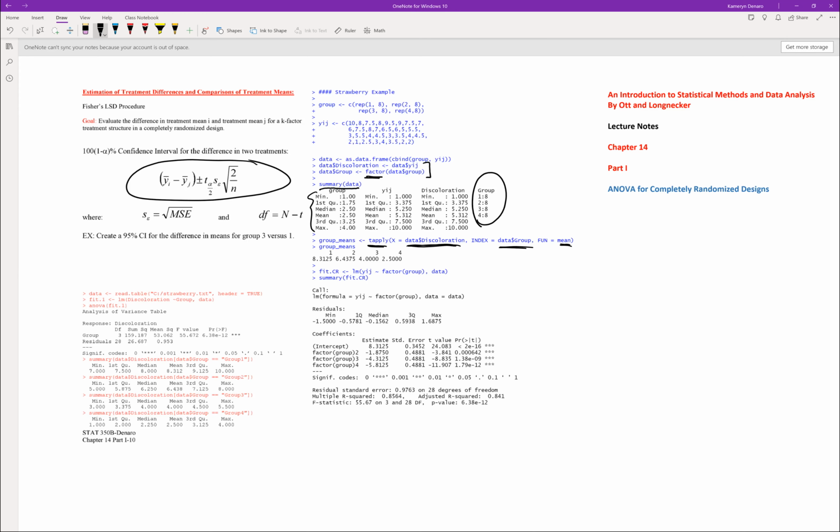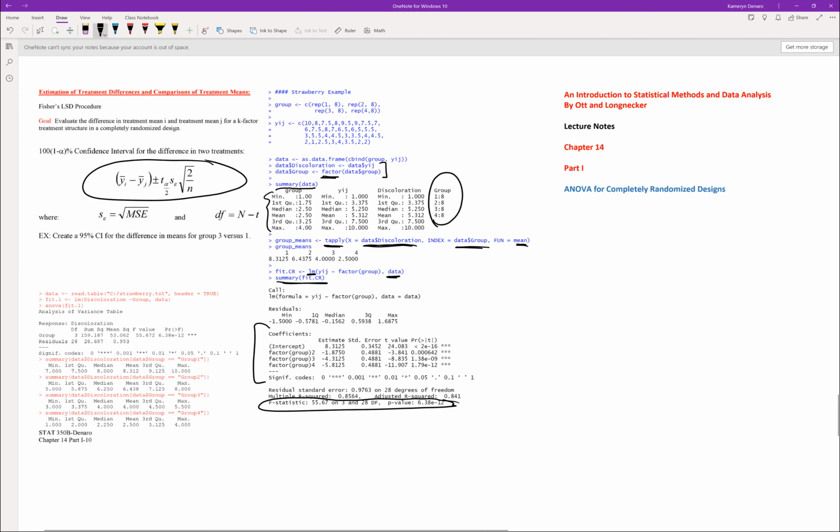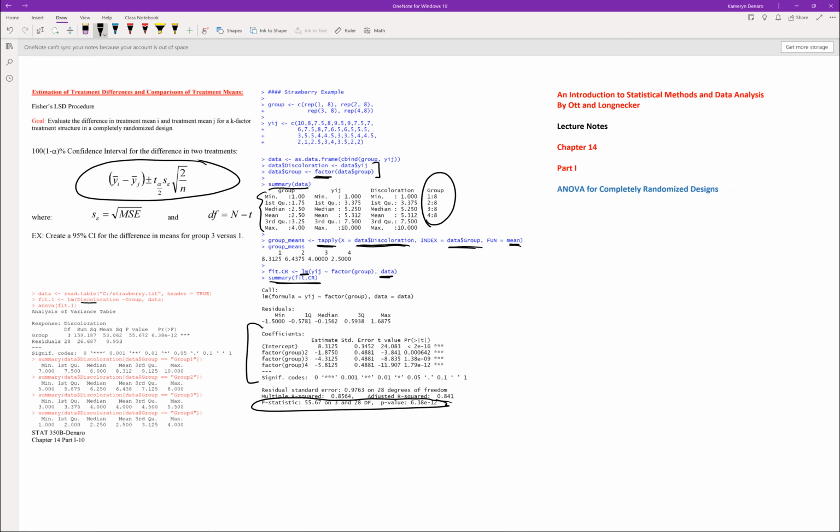We can fit a completely randomized model using the lm function in R, where we say let y_ij follow factor group. We identify our data set to be data, and we ask for the summary. Here are the coefficients, and this gives us the overall F test. Similarly, we could have said discoloration follows group, and since that capitalized group was already a factor, we don't have to write factor of group. We can do the anova of fit 1, and we can get the summary as well.